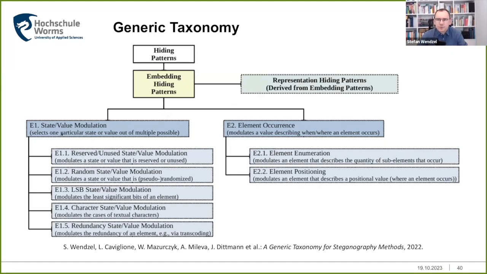And we came up with 2 major patterns. We either modulate a value or state, or we somehow influence the occurrence of an element. Like a network packet, we could, for instance, send 10 or just one network packet. That would be element enumeration, or we could position an element in time, send a packet at a specific time of the day, or modify the gaps between packets. And for the value modulation, we would override reserved, random, LSB values with other ones, add some redundancy, or perform character state value modulation.